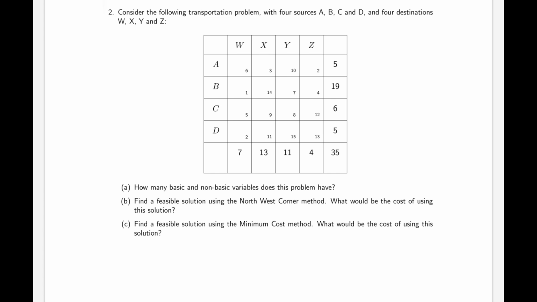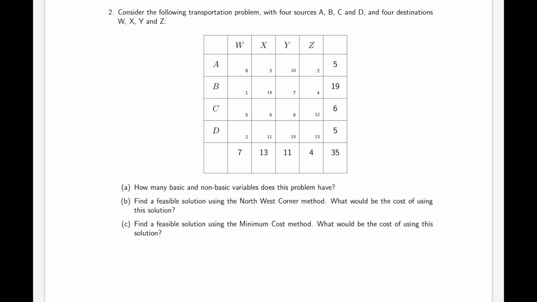What would be the cost of using this solution? So in the northwest corner method, we fill as much as we can into the northwest corner, the top left corner, and then we will either move down south or across east and fill up as we go along. Let's start at the northwest corner, AW. What's the most we can fit in there?